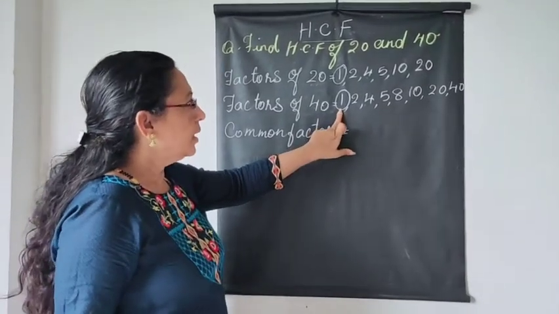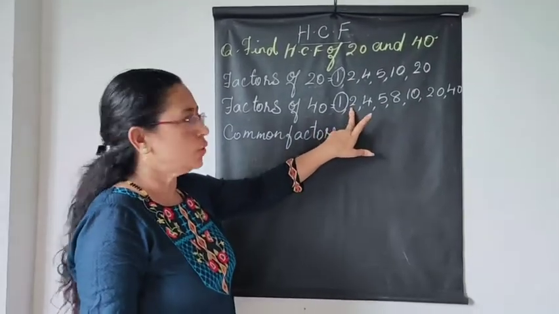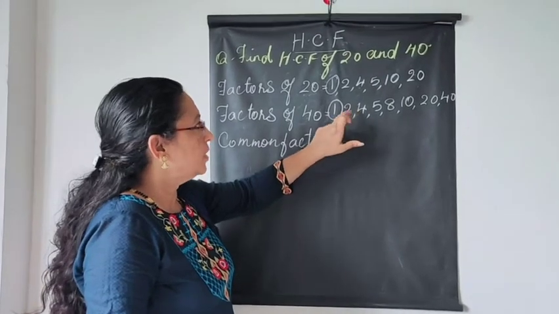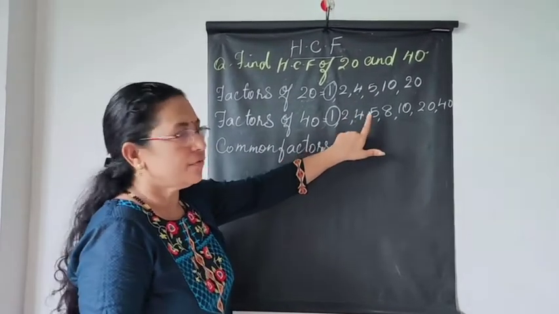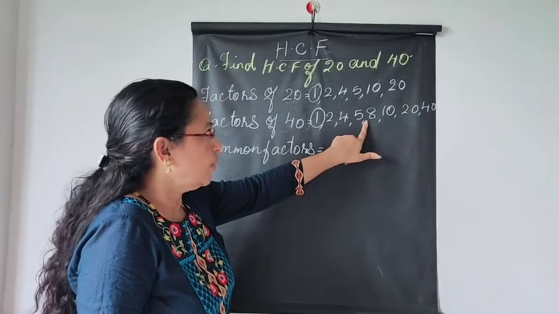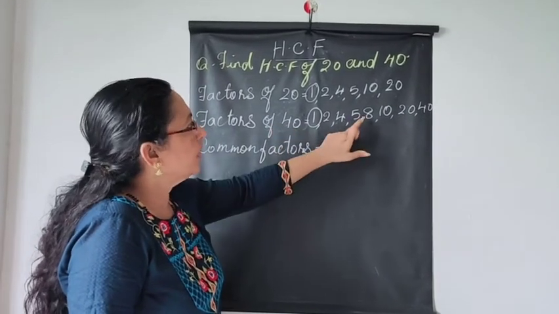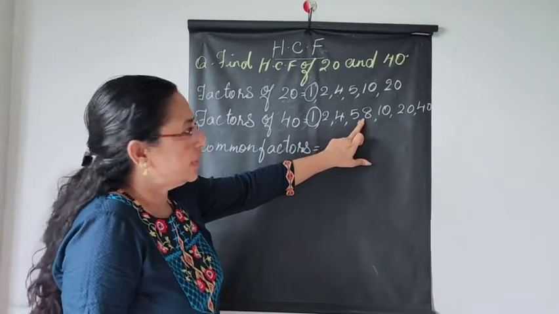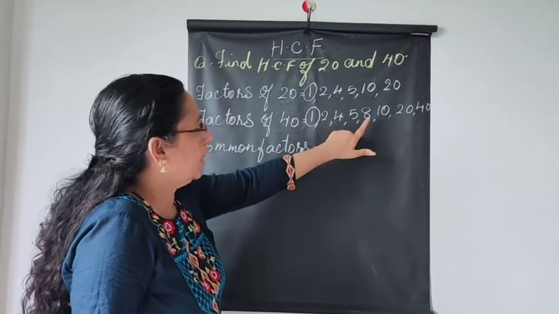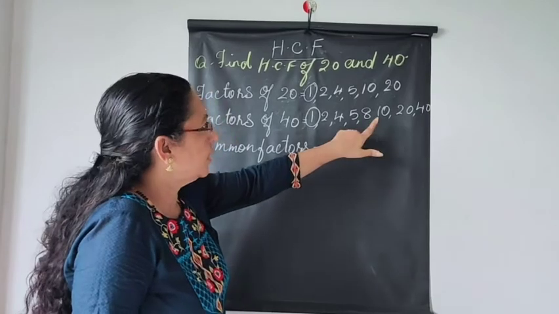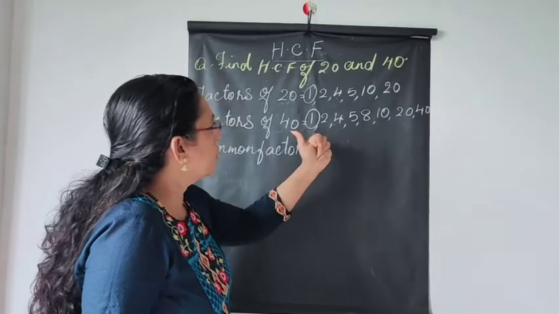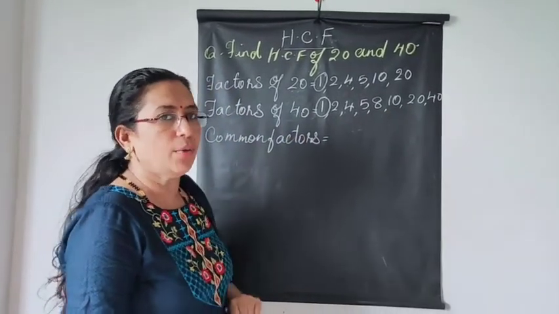Next, let's go to 40. 1. Next 2. We can see 2 also. 3 is not possible. 4. Then 5. 6 is not possible. 6 we cannot find in 40's table. 7 also not possible. 8 5s are 40. 9 not possible. 10 4s are 40. Up to 10 you have to find out.